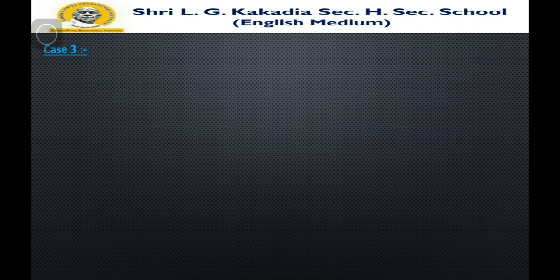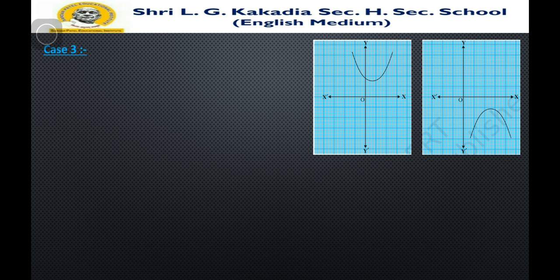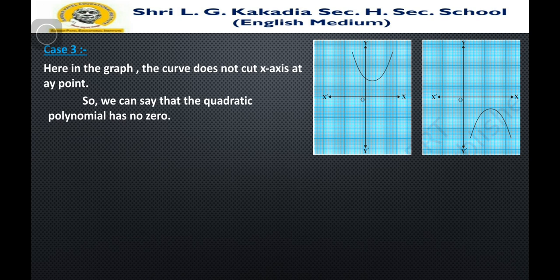Now case 3. Here you can see that the graph, upwards and downwards, does not intersect the x-axis. Then we can say that the given polynomial has no zero. Here the curve does not cut the x-axis at any point. So we can say that the quadratic polynomial has no zero.